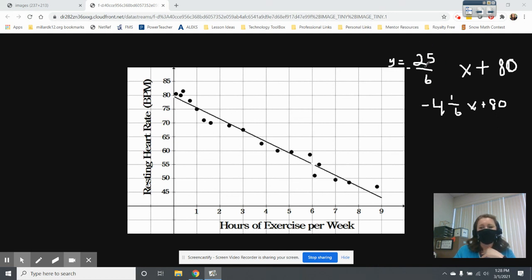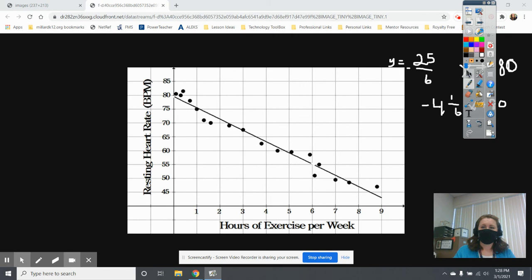So that's how we can use the equation of this graph to help us interpret the scatter plot. So that is interpreting the line of best fit from a scatter plot.